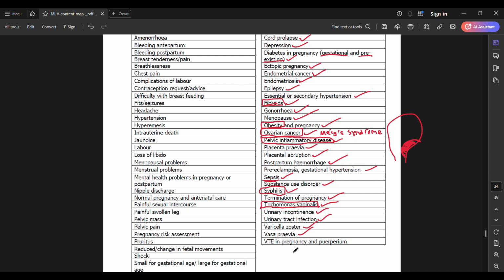Next, you have venous thromboembolism in pregnancy and puerperium. This is something that you should do well. So, stockings and the antiphospholipid syndrome and blood thinners is something that you should know really, really well.